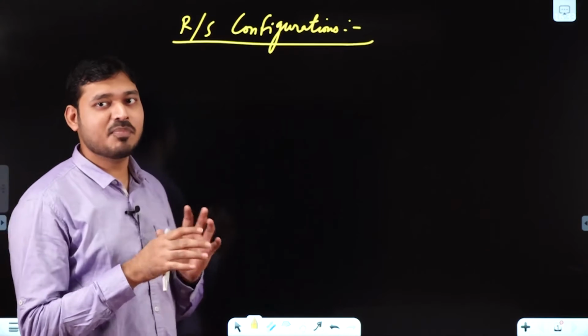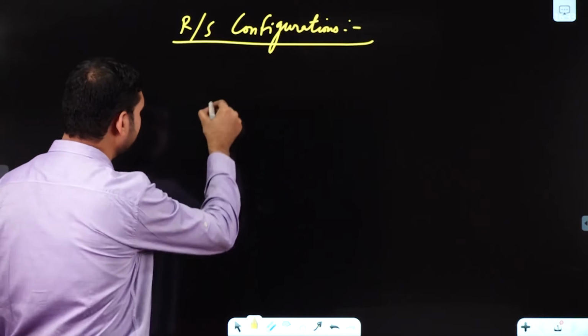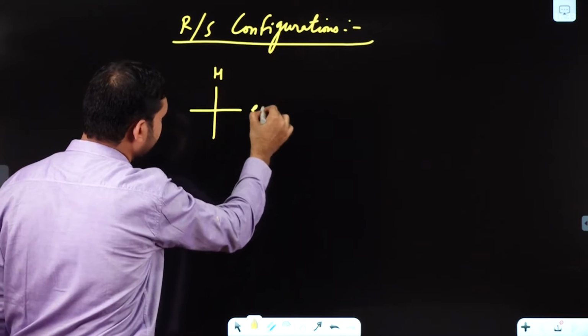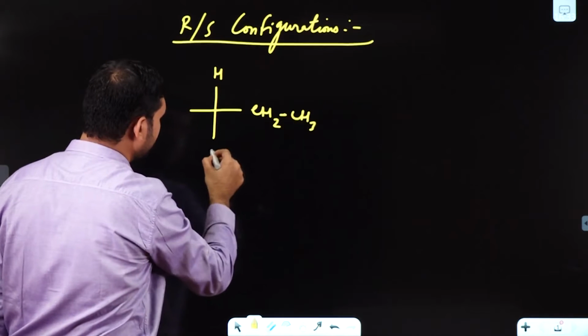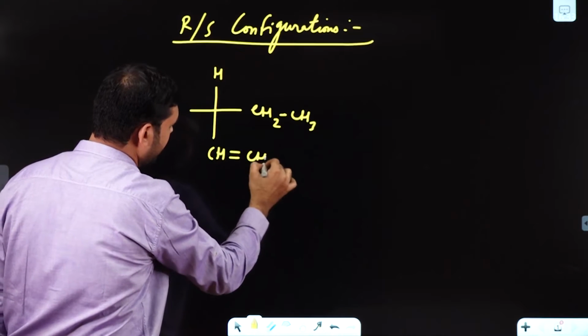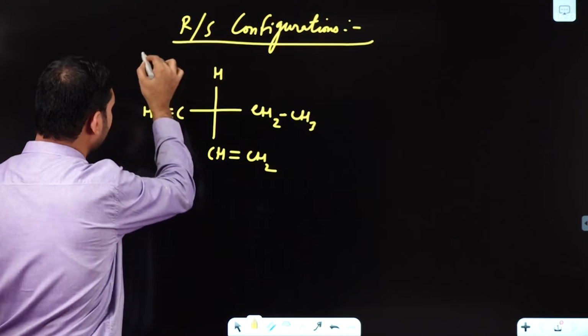Now let's check that point which I had told to be continued in the next lecture. That was about the hypothetical bond breaking rule. So let's see with the help of some examples. H, CH2 CH3. Suppose this is CH double bond CH2 and it is C triple bond CH.